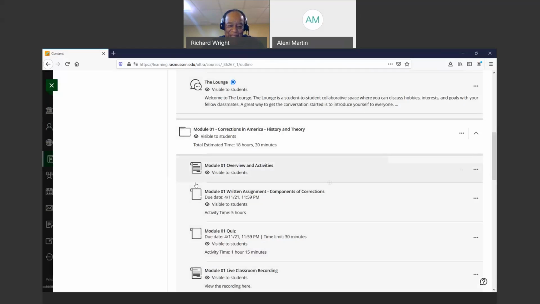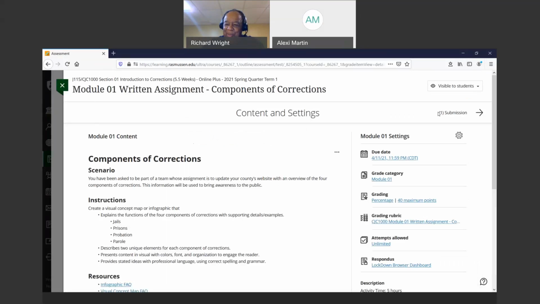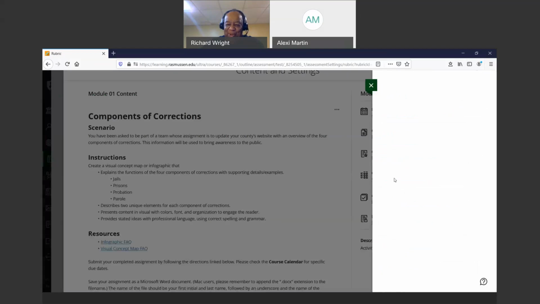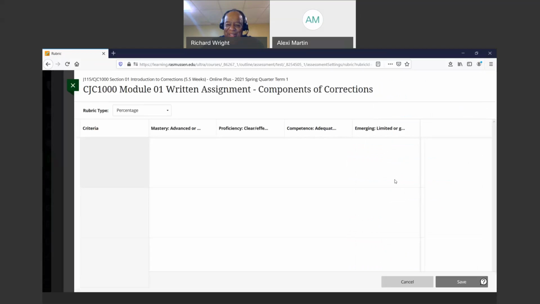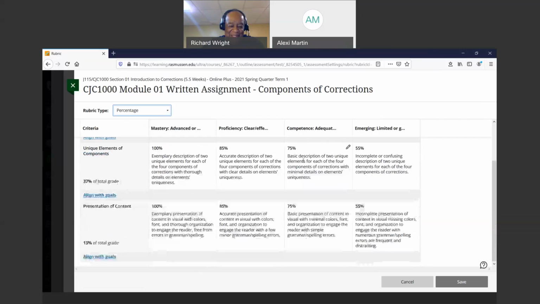So now I'm going to go beyond the overview and go into the first written assignment. When we open it, let me move your thing out of the way there. It tells you your due date, the module, what your possible grade is, and then here is your rubric. Now, if you click on the rubric, it's going to open it up, and there it is. It tells you how to get your points. It's a percentage. It tells you the percent. You get a certain percentage.